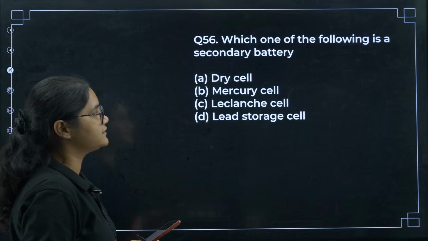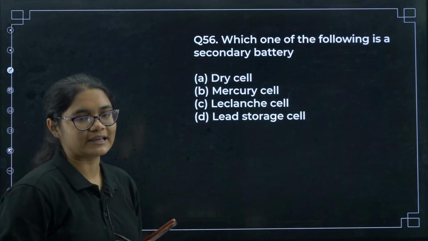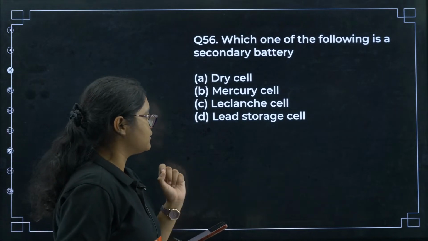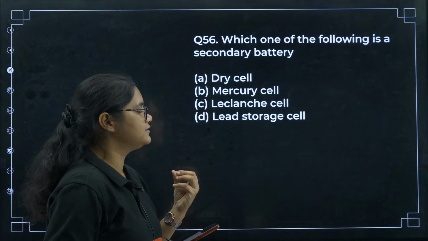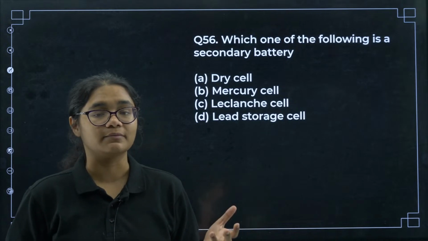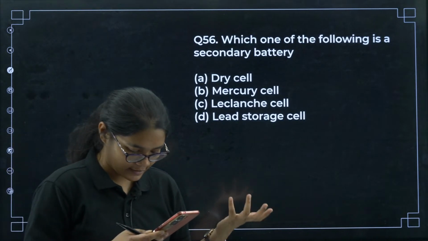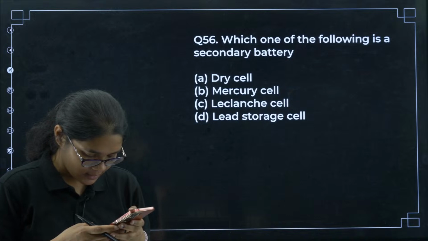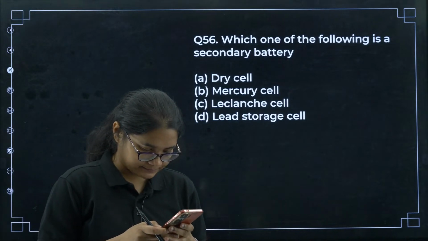Next question number 56. Which one of the following is a secondary battery? Dry cell, mercury cell, Leclanche cell or lead storage cell. We know the secondary batteries are those batteries which can be reused or which can be used again.